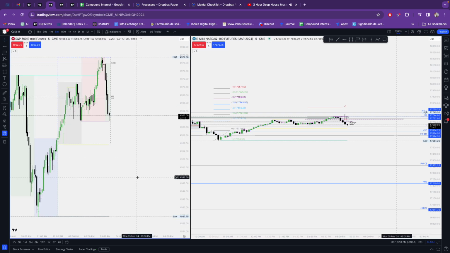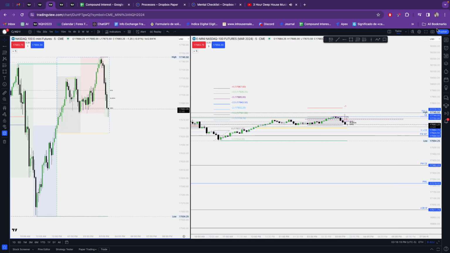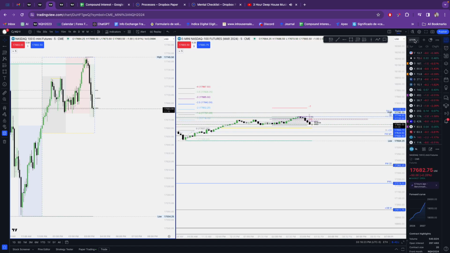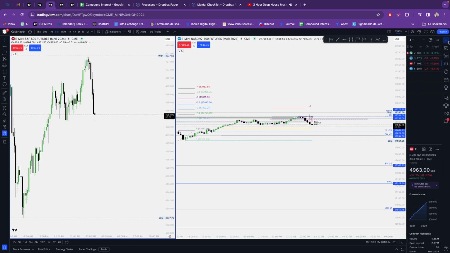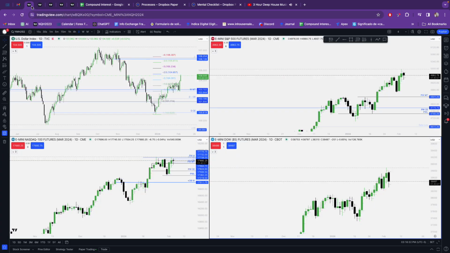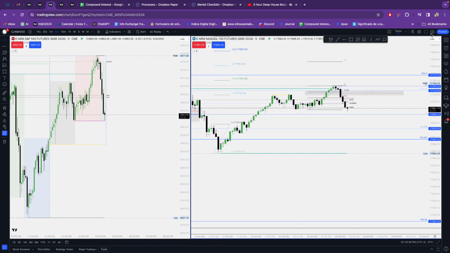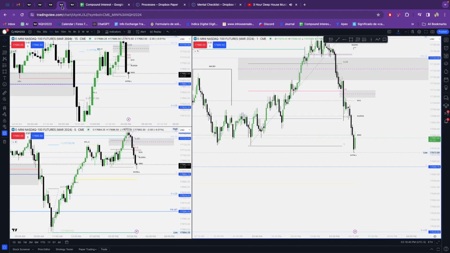What's going on with dollar? Dollar's up on the rise. I knew that. So we should see some bearish activity eventually.